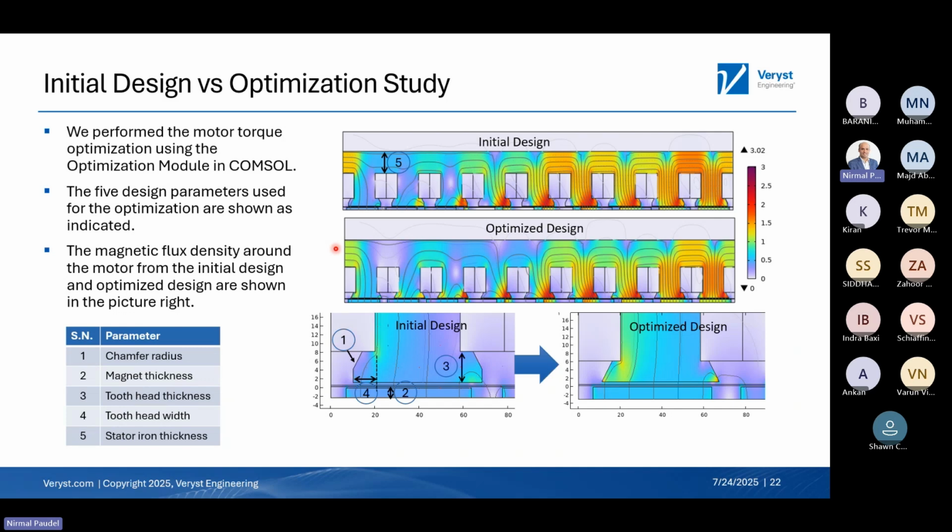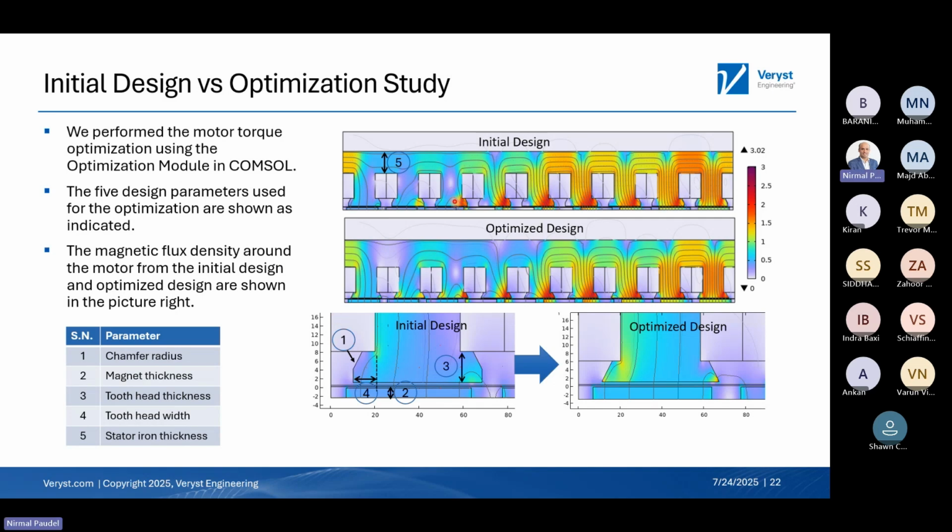So what we have here is we set up the optimization with 5 parameters. Parameter 1 is the chamfer radius, and 2 is the magnet thickness. Third is the tooth head height, and 4th is the tooth width, basically this one here. And 5 is the stator iron thickness. So we also want to vary the thickness of the iron in the stator.